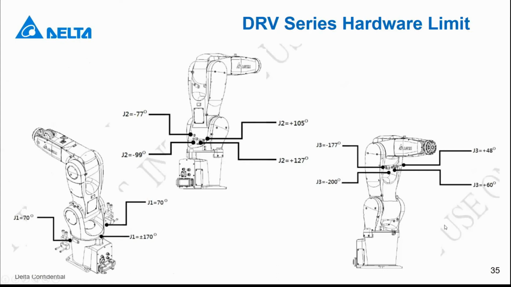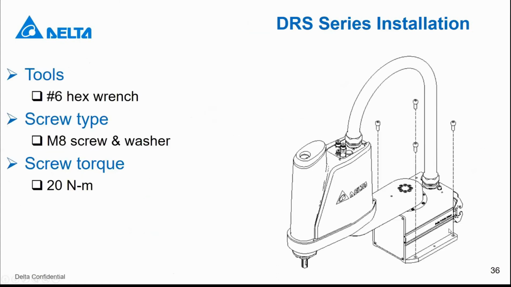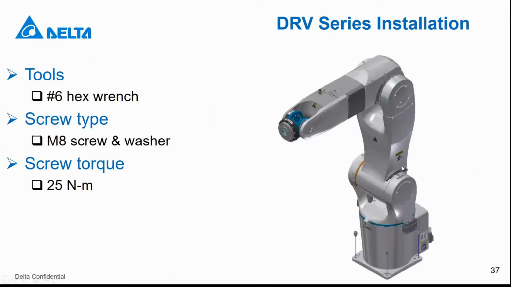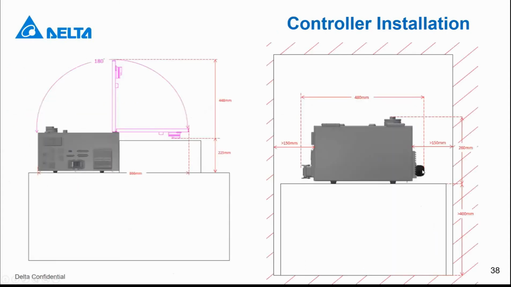Also DRV series. And for robot installation, we use 4 M8 screws, and we suggest 20 Newton meter to fix it. And for the DRV series it is similar, just the torque we request is higher, 25 Newton meter. Also, we suggest for the controller, you need to install it with some space to let it do heat sink. Then it won't overheat.